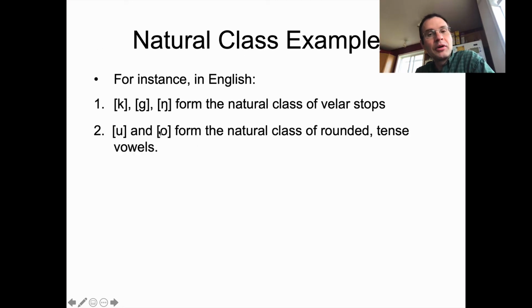Let me give you another example. The natural class of rounded tense vowels in English is just these two, oo and o. They happen to be back, either high or mid, depending on which one you're talking about. But if you just say that they're rounded and tense, that picks out these two alone, and there are no other vowels in the English language that are both rounded and tense. Those are two examples of natural classes.